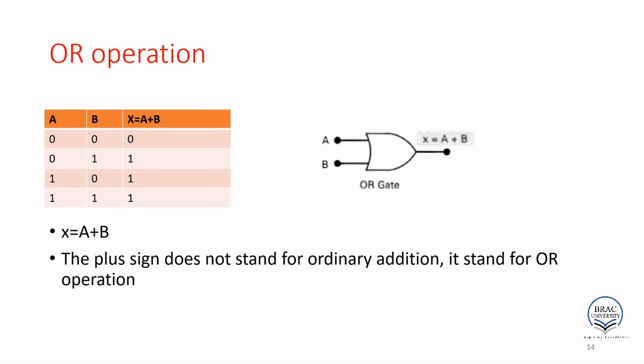OR operation. This is the typical truth table and this is the symbol. The OR gate looks something like this. We have two inputs and one output. For two inputs we have 4 combinations: 0 0, 0 1, 1 0, 1 1, and this is our output. From that truth table we can see when either one is 1 or both are 1, then the output is 1, otherwise 0. This is the equation X equals A or B. The plus sign doesn't stand for ordinary addition, it stands for the OR operation.